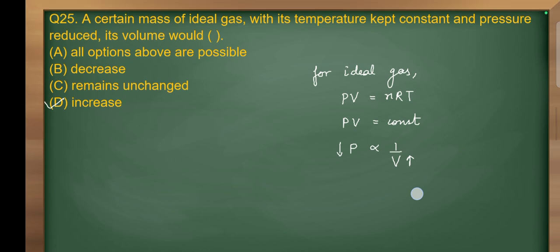Question number 25. A certain mass of ideal gas with its temperature kept constant and pressure reduced, its volume is. According to the ideal gas equation, we know that PV is equal to nRT, where P is pressure, V is volume, n is number of moles, R is gas constant, T is temperature. Here temperature is given as constant, so PV will become constant. So as we increase the volume, the pressure will decrease, or as we decrease the pressure, the volume will increase. So according to this, option D is correct.